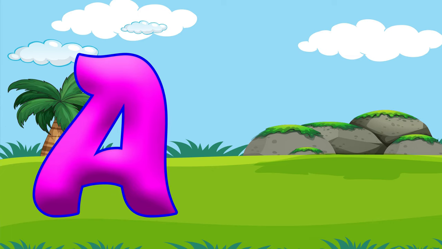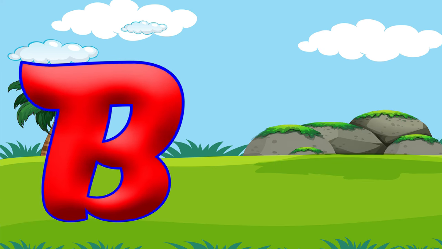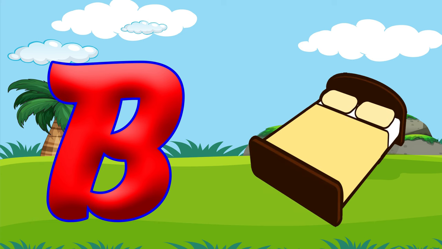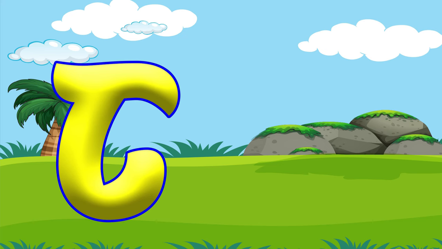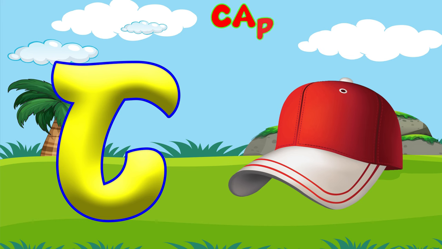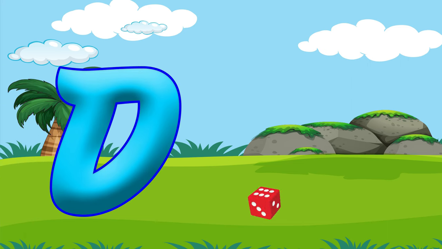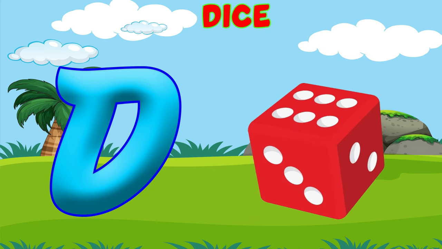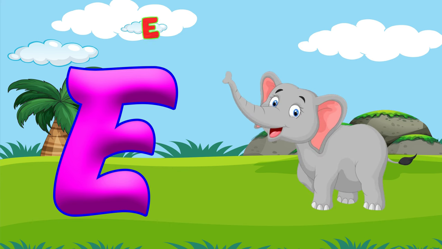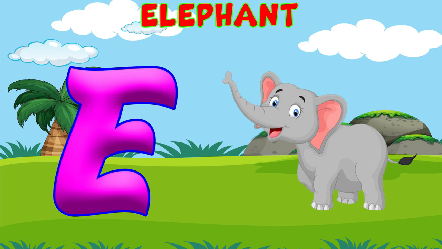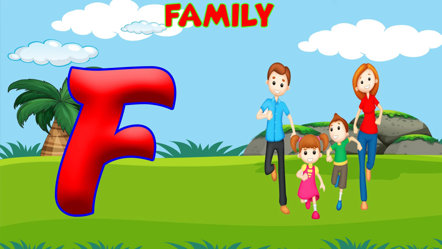A. A for apple. B. B for bedroom. C. C for cap. D. D for dice. E. E for elephant. F. F for family.